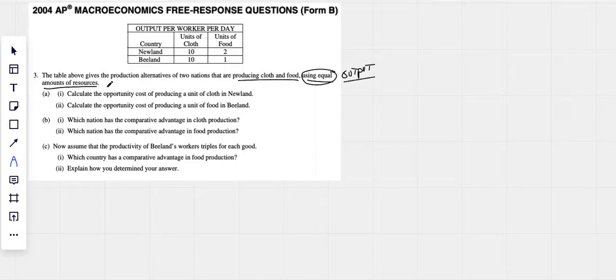This is the output. Tricky here, and usually when you see units of something, it's an input problem. So we have to be a little careful here to read. The College Board is being tricky. For doing the opportunity cost, obviously we have to make our little chart.